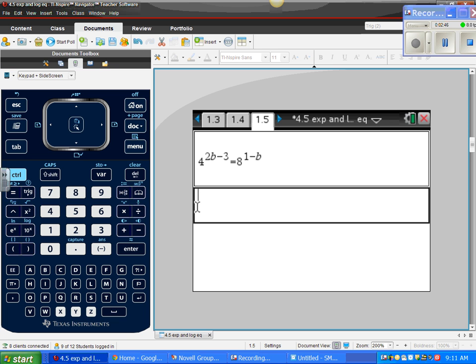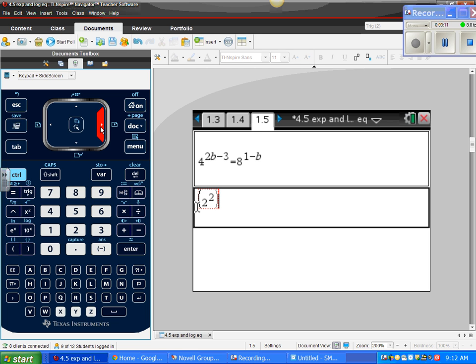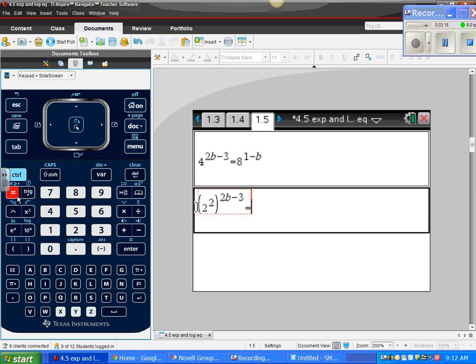Now this one's a little bit different. Why? Okay. Why else is it different? Good. I have to change both of the bases here, right? So my common base is going to be 2. Good. So how am I going to rewrite 4 with a base of 2? 2 squared. And that's going to be raised to the 2b minus 3 equals 2 cubed, yep, which is going to be raised to the 1 minus b.